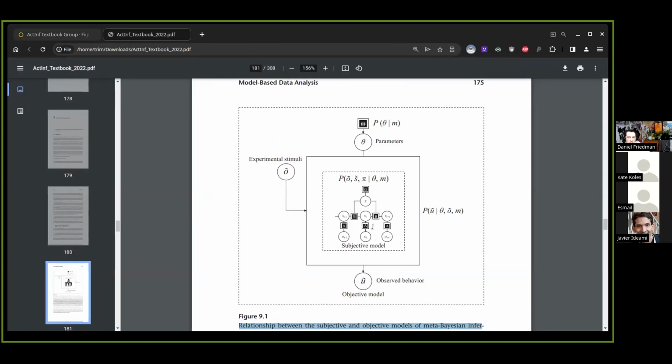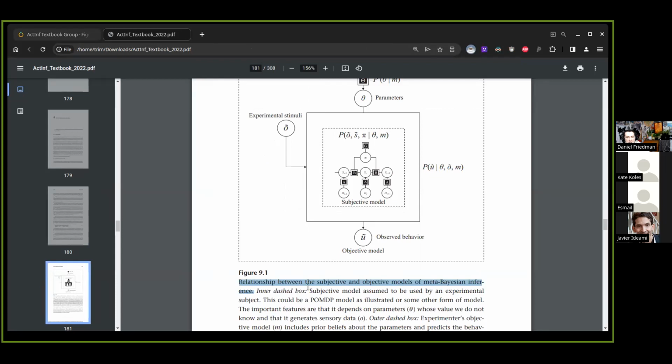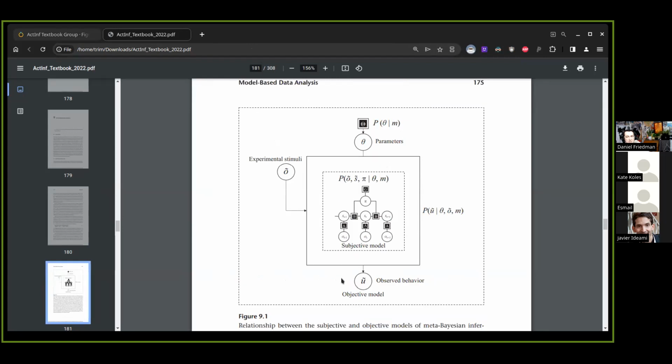The inner dashed box is the subjective model used by an experimental subject. So that's why it's subjective. This is the rat in the maze. This is the ant in the colony. This is the person in the armchair. This is who is subject to being modeled. This is the subject of modeling.